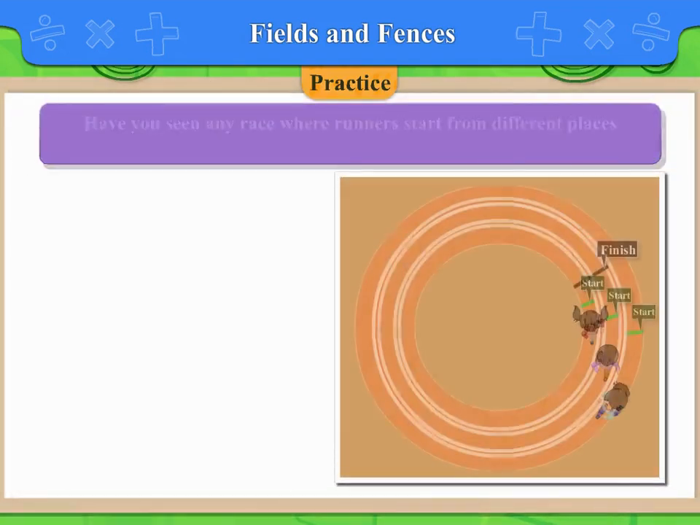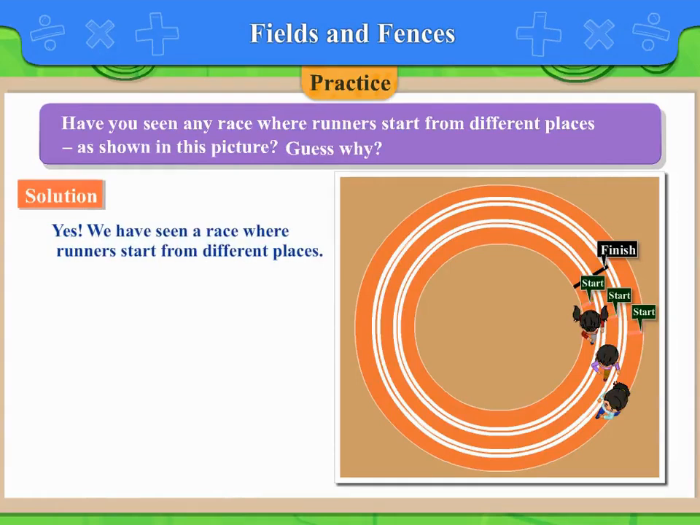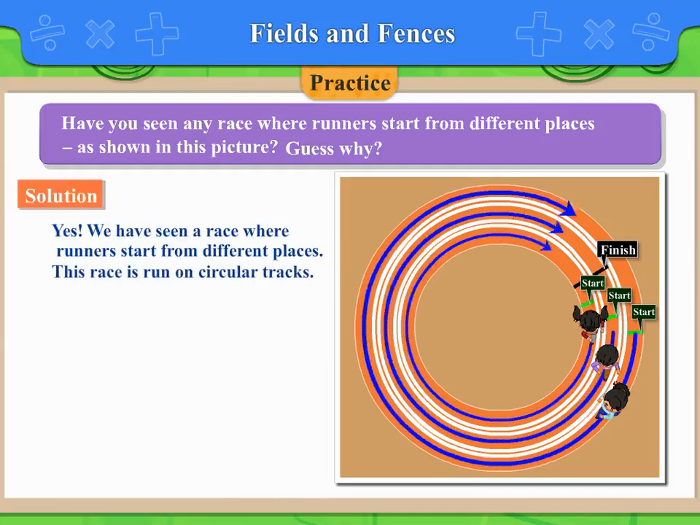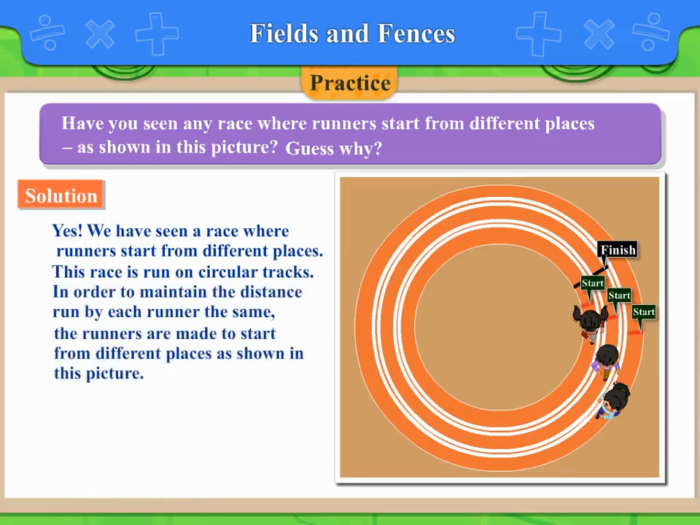Example. Have you seen any race where runners start from different places, as shown in this picture? Guess why? Solution. Yes, we have seen a race where runners start from different places. This race is run on circular tracks. In order to maintain the distance run by each runner the same, the runners are made to start from different places as shown in this picture.